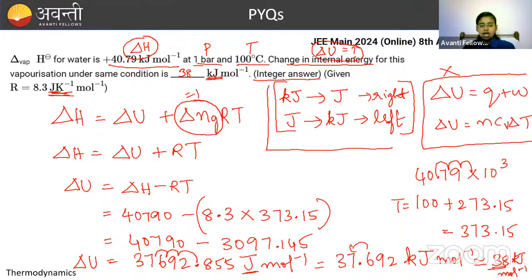Do you have any doubts in this question? Did you all get to know how to solve this type of question? Shall we go for the next question? Say yes or no. Yes? Okay, dear students, I'll go for the next.